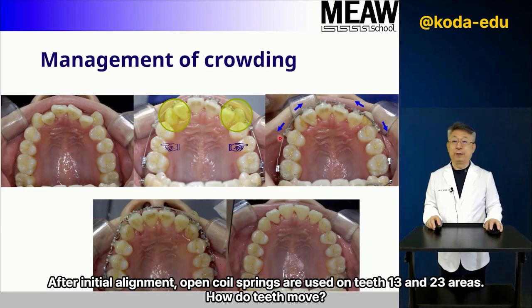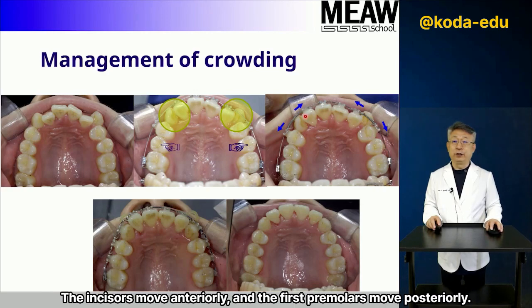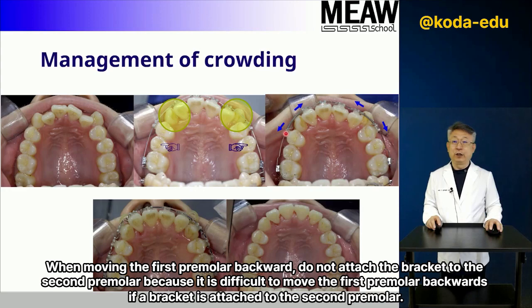After initial alignment, open coil springs are used on teeth 13 and 23 areas. How do teeth move? The incisors move anteriorly, and the first premolars move posteriorly. When moving the first premolar backward, do not attach the bracket to the second premolar, because it is difficult to move the first premolar backwards if a bracket is attached to the second premolar.